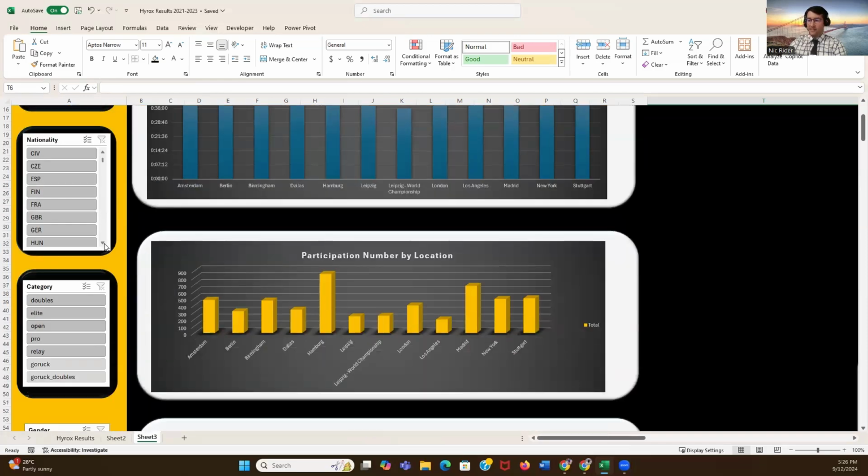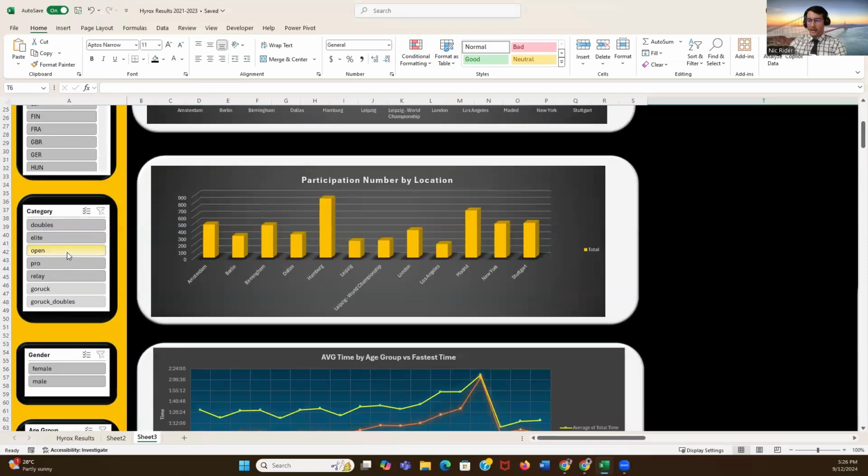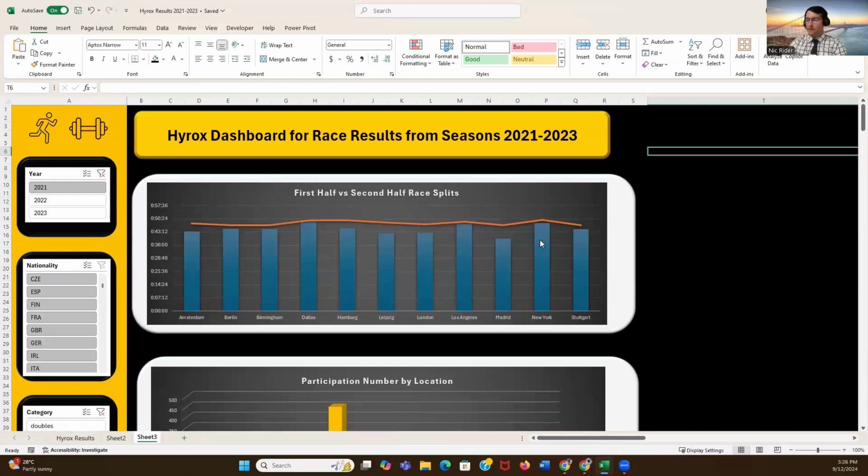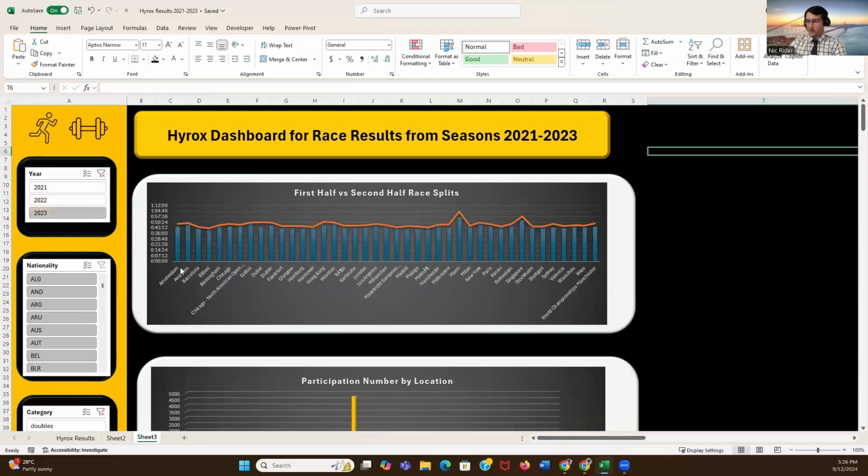If I want to get this down a little bit further, I can go down here and filter open versus pro. If I go open, I can have a look and go, okay, open in Madrid in 2021, geez, 39:42 in the first half, and then on average in the second half, they went 46:54. So quite a large disparity, looking at about a 7-minute drop-off between the first half and the second half. Pacing wasn't very good.